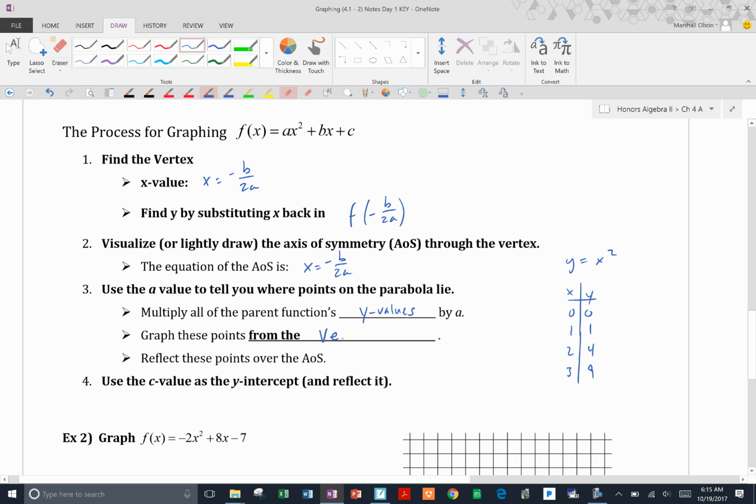You're going to graph those points from the vertex. That's huge. You guys are so used to graphing things by going from the origin, because that's what you should do when you're just putting values in and getting values back out. Understand that that's not what we're doing.